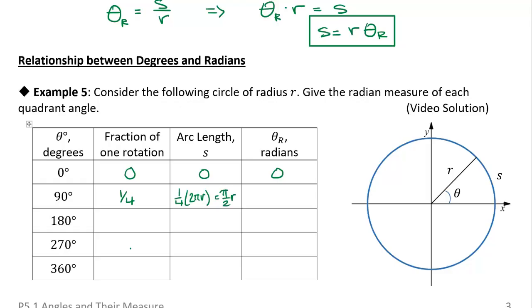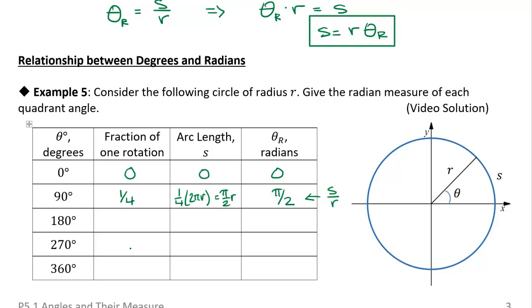Now, remember that the angle in radians is equal to s over r, right? That's the definition of the radian measure of an angle. So if we take the s, which is arc length, and divide it by r, we get pi over 2 r divided by r. The r's will cancel, and we'll just get pi over 2. So 90 degrees is equivalent to pi over 2 radians.